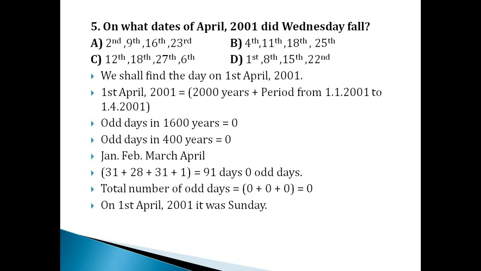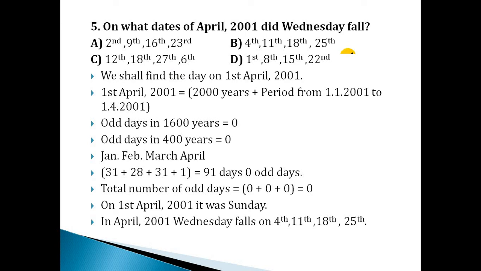So if 1st April is Sunday, then when would be the Wednesday? 2nd April will be Monday. 3rd April will be Tuesday. 4th April would be Wednesday. So they are asking you about Wednesday. So 4th April is Wednesday. So option B would be the answer now. 4th April, next plus 7, 11, plus 7, 18, plus 7, 25. So option B is the answer for this question.